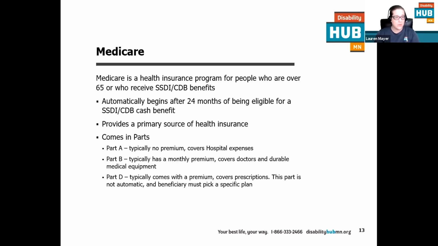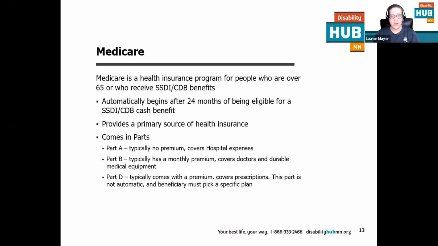There are Parts A and B, which are called original Medicare, and they will cover your hospital and doctor's expenses. Part A is typically free with no premium, but Part B does come with a premium that will either be deducted from your check, or if you're eligible for a program through the state to pay it, then the state will pay it. And then Part D is one that is actually not an automatic benefit to start.